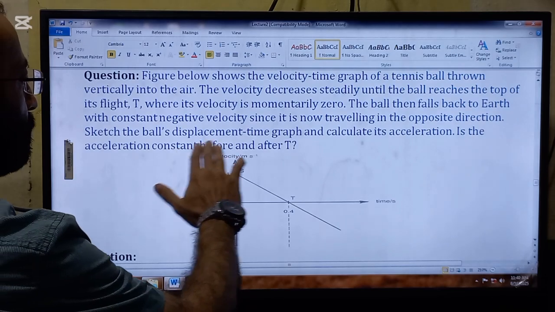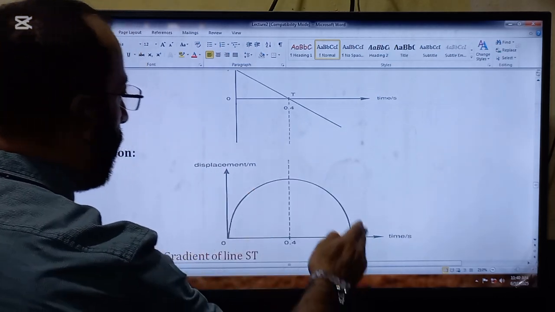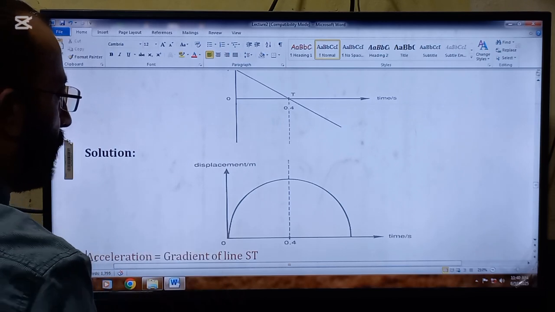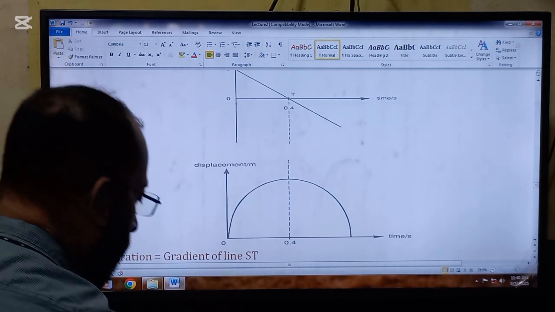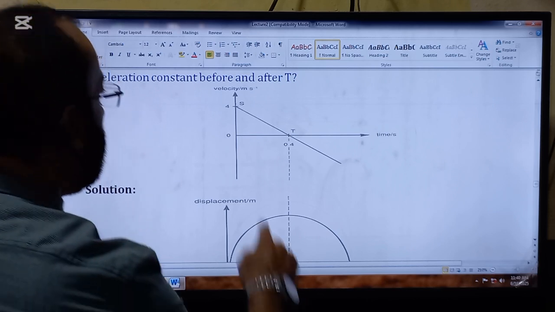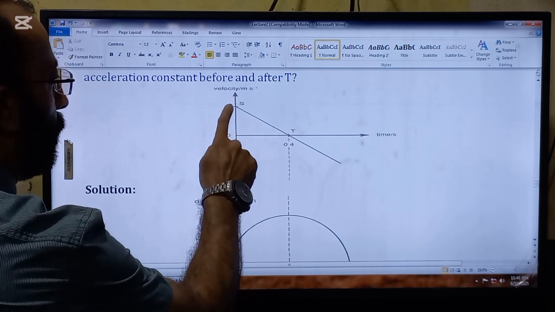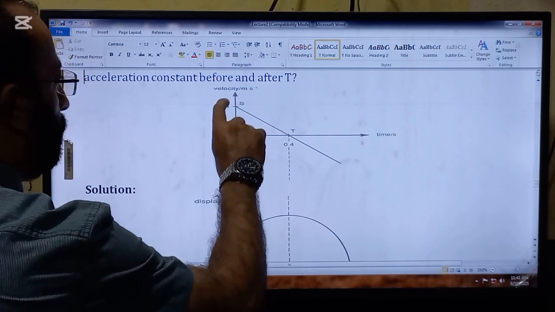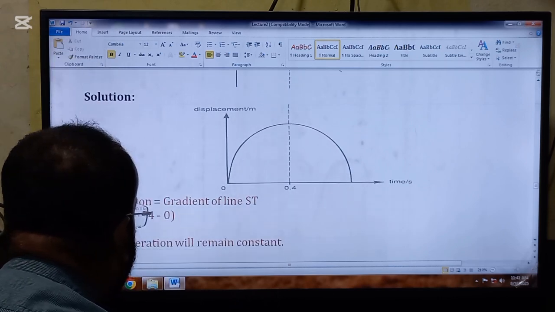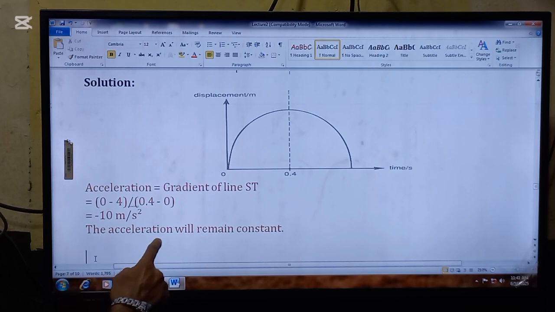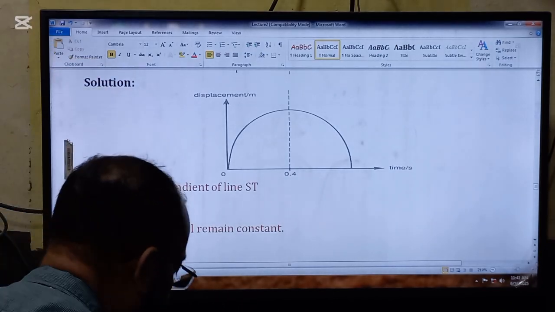First requirement is the displacement time graph, and after that calculating the acceleration. This will be the displacement time graph for the figure of the question, and now we are required to find the acceleration. Acceleration will be equal to the gradient of the line ST. So this is the ST line. The formula is rise over run, so 4 over 0.4, because rise is 4 and run is 0.4. So 4 over 0.4 will give us the answer for acceleration, and because the body was moving up, the acceleration is negative.